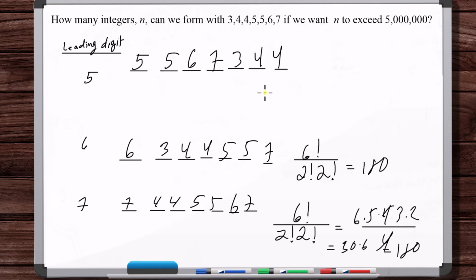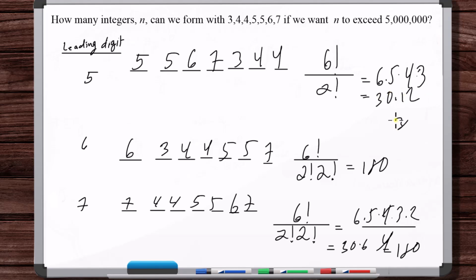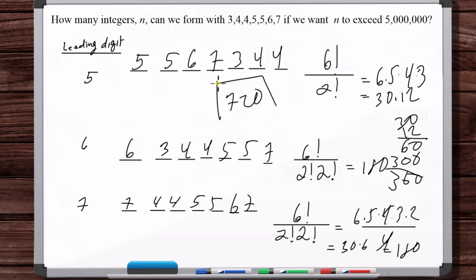So you've got 6 factorial over 2 factorial. So that's just 6 times 5 times 4 times 3. So that's 30 times 12, which is 360. So 180 times 2 is 360. And then 360 plus 360, so 720.